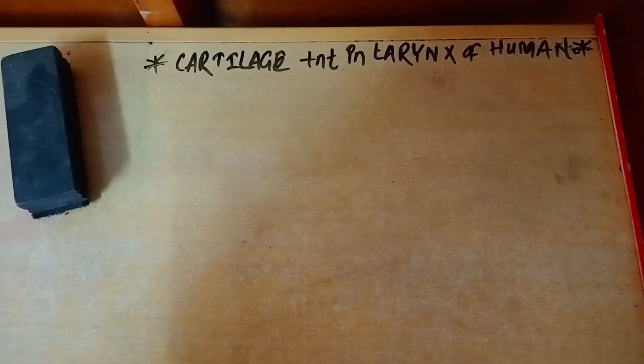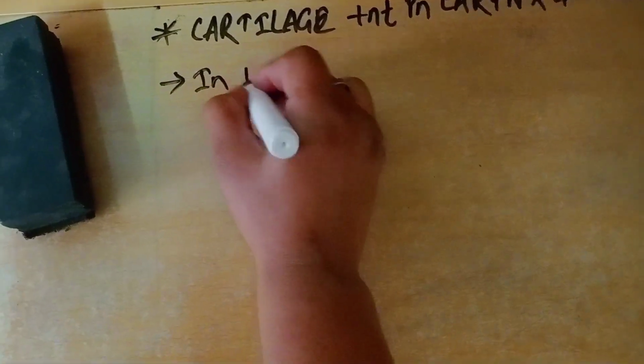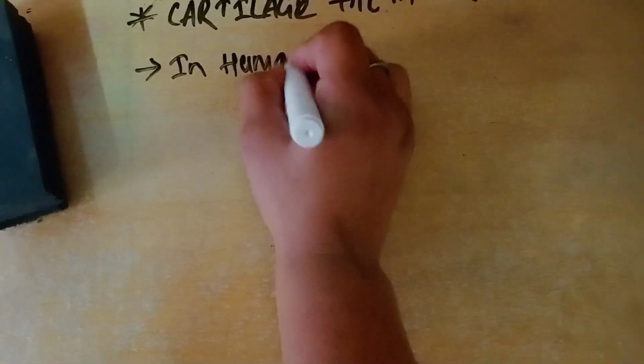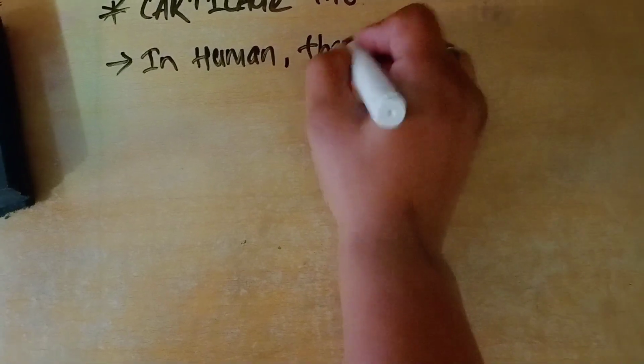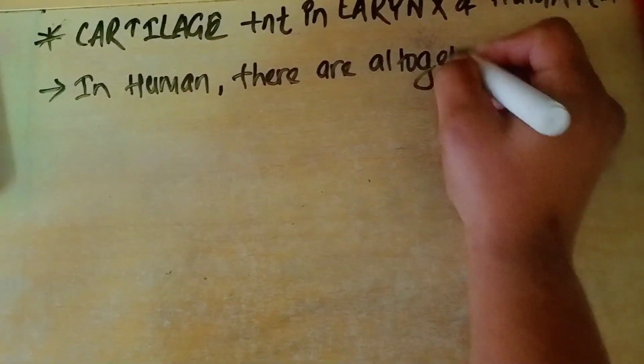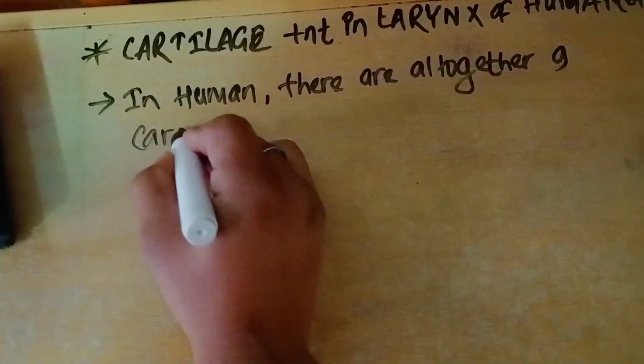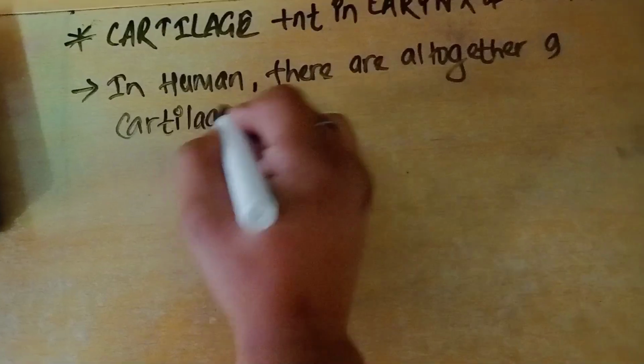So today I am going to teach you about the different types of cartilage present in the larynx of human. So we know in human there are altogether 9 cartilages.